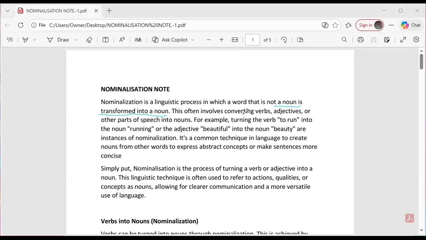Now, this often involves converting verbs, adjectives, and other parts of speech into nouns. For example, turning the verb to run into a noun, running, or the adjective beautiful into the noun beauty are instances of nominalization. Now, what are we trying to say in all of this? I just want you to understand that nominalization is a process in which a word that is not a noun becomes a noun. And I mentioned earlier that for that to take place, there must be a transformation.